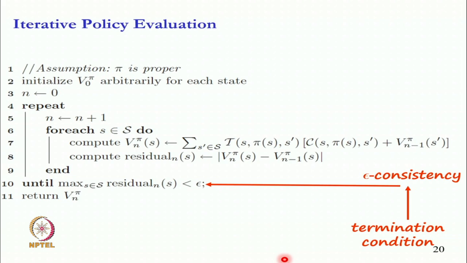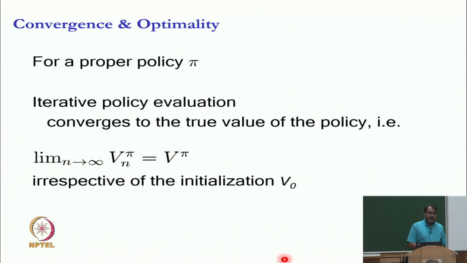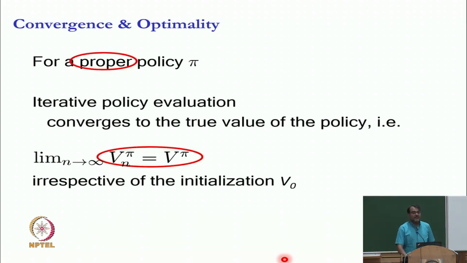How do we compute the value of a policy? And moreover, you can prove that for a proper policy pi, iterative policy evaluation converges to the true value of the policy, that is, limit n tends to infinity V pi of n is equal to V pi, irrespective of the initialization V naught for every state S. This all only happens for a proper policy, and this happens in the limit.